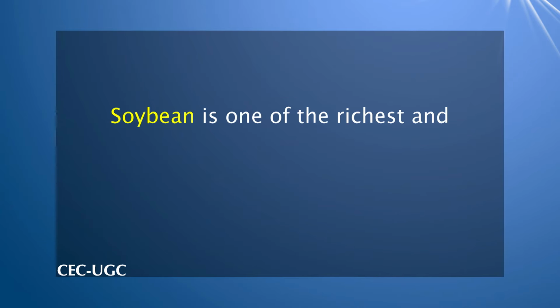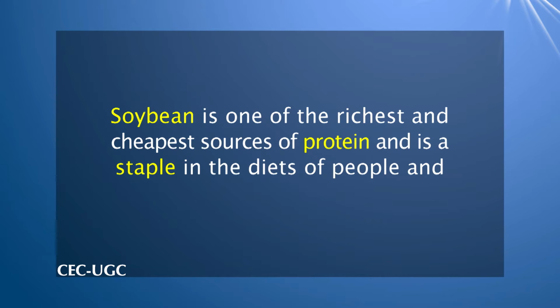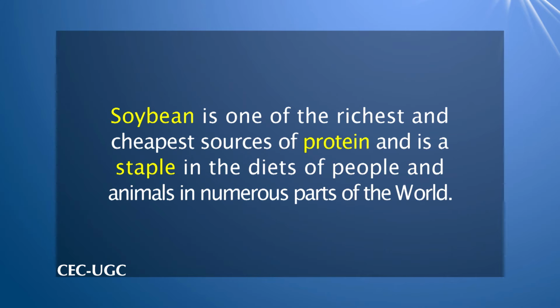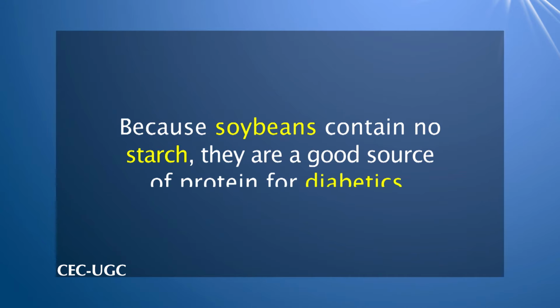Soybean is one of the richest and cheapest sources of protein and is a staple in the diets of people and animals in numerous parts of the world. The seed contains 17% oil and 63% meal, 50% of which is protein. Because soybeans contain no starch, they are a good source of protein for diabetics.